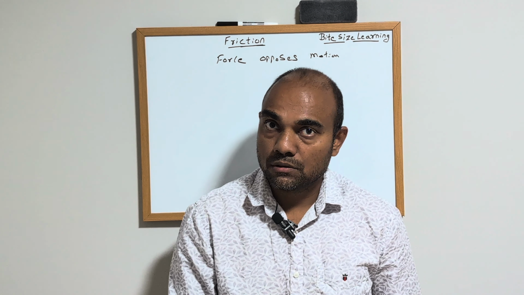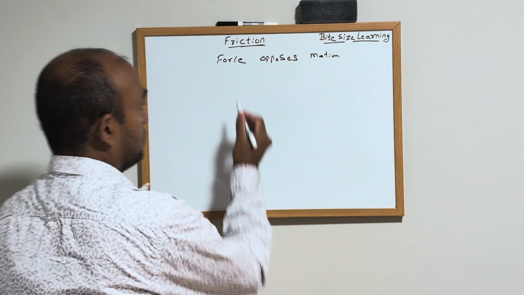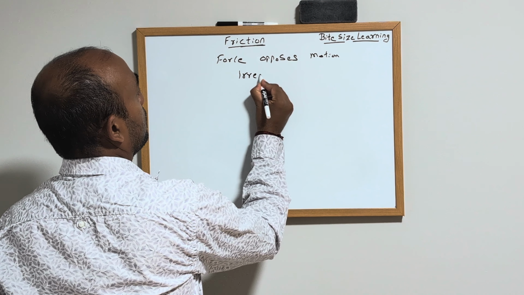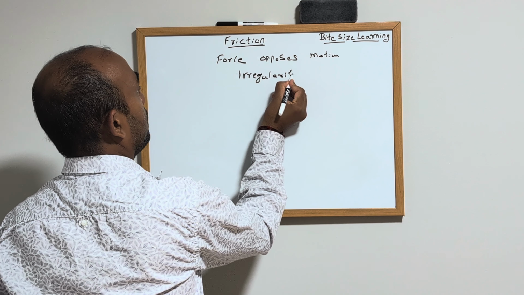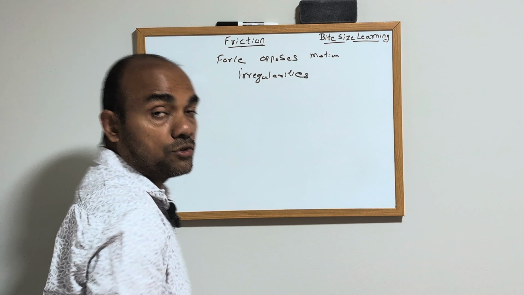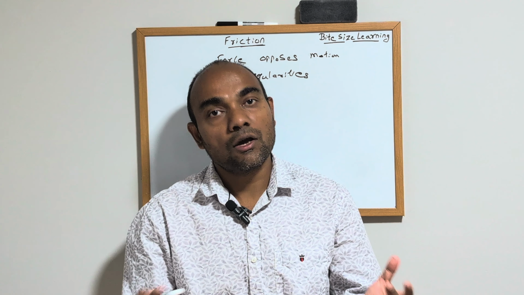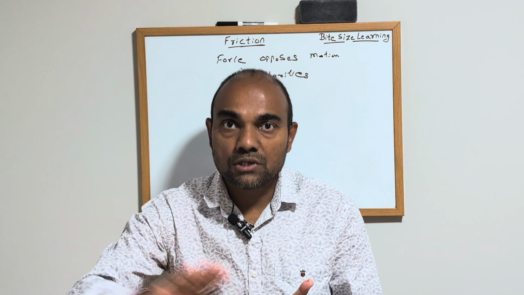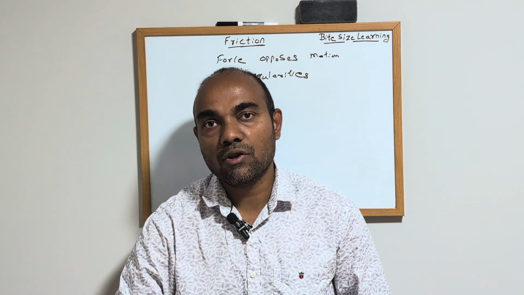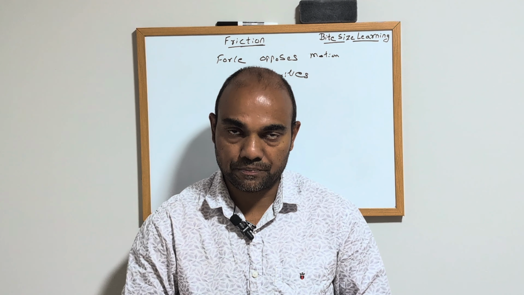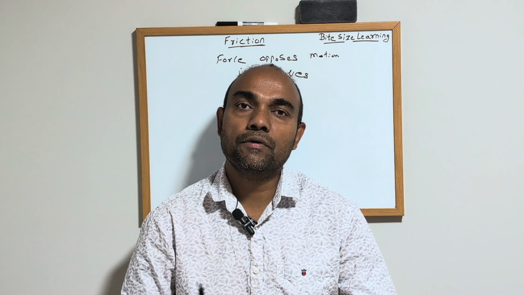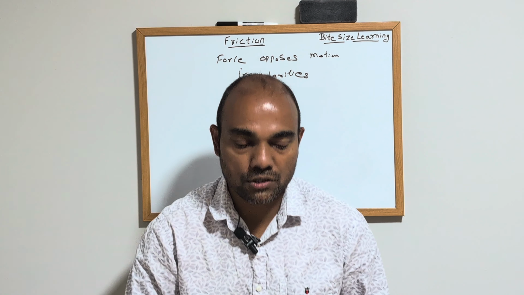What causes friction? The irregularities of the surface. So the higher the irregularities are, the higher the friction is. The smoother the surface is, the fewer the irregularities, the lesser the friction. We will understand all these things in this lecture.